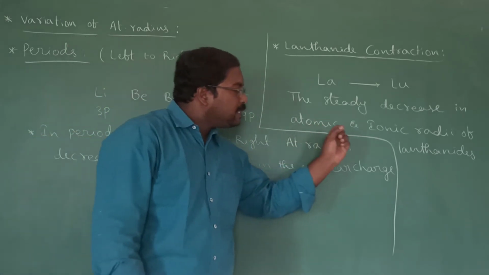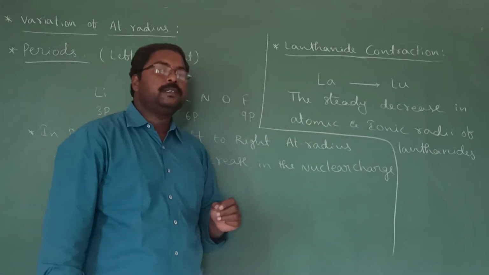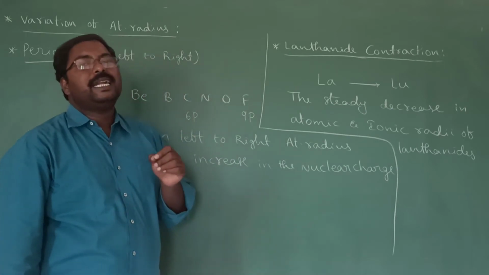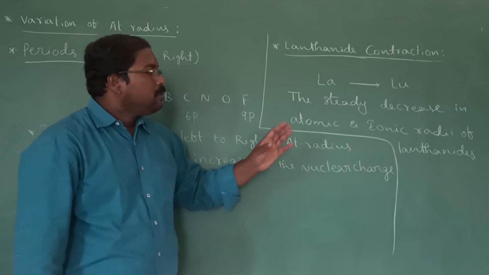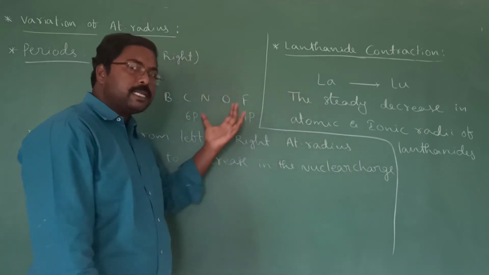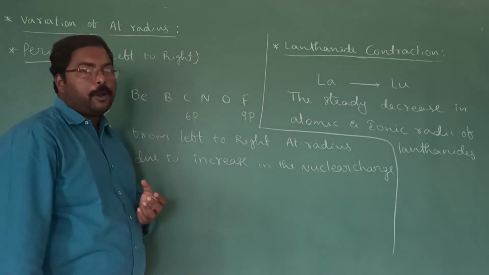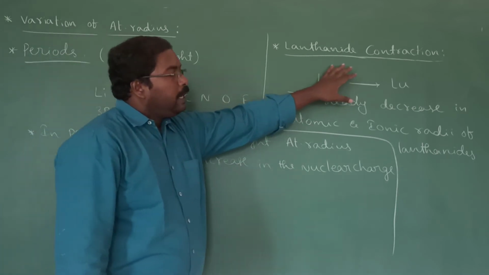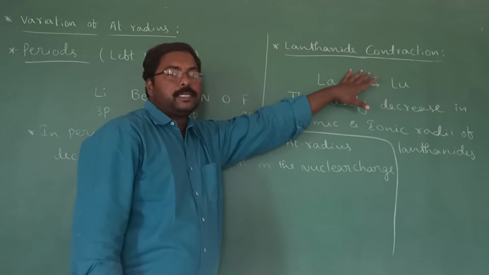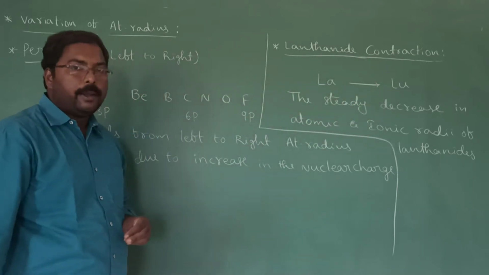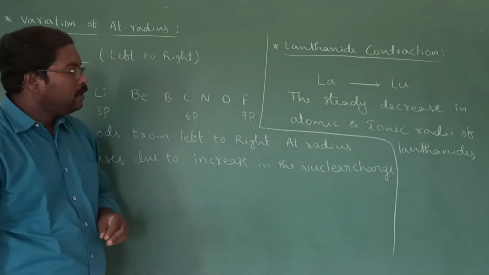What is the reason behind this lanthanide contraction? It is due to the poor shielding effect of F orbitals. So what is shielding effect? Everything we will discuss in the next periodic property. About the consequences of this, in what way it affects, everything we will discuss in the F block elements lesson. Right? Note this.